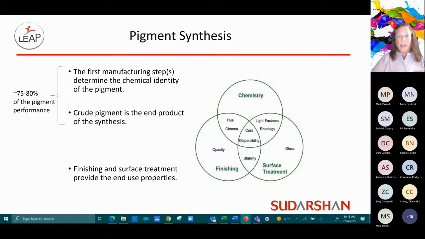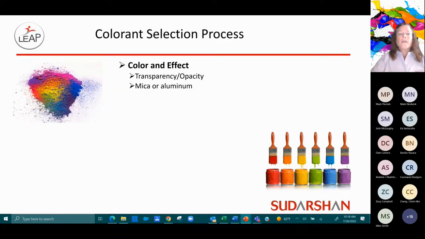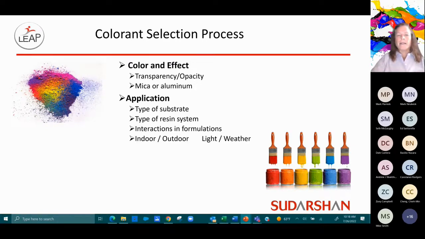However, if it's a new chemistry that you are developing, then more information is required, more homework is required, I should say, to understand what comes from the chemistry and what comes from the finishing. And it's the application. What kind of color and effect are we looking for? Is it going to be used in conjunction with effect pigments? What application does it need to go into? Is it going to be for indoor or outdoor? So all of that, it has to be considered when developing that product.